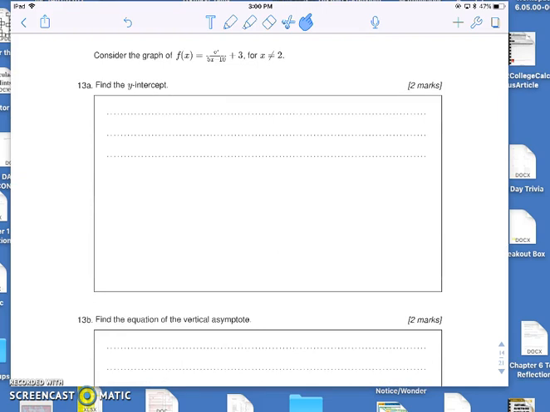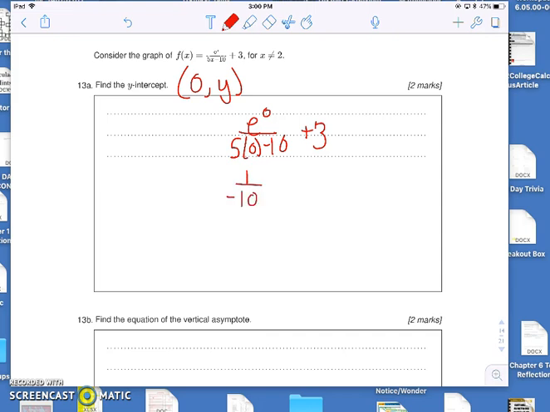So the next one, find the y-intercept. Well, our y-intercept is when x is 0. So if we plug in 0, e to the 0, 5 times 0 minus 10 plus 3. Anything to the 0 power is 1. So 1 over, we'd have negative 10 plus 3. So this would be 2 and 9/10.